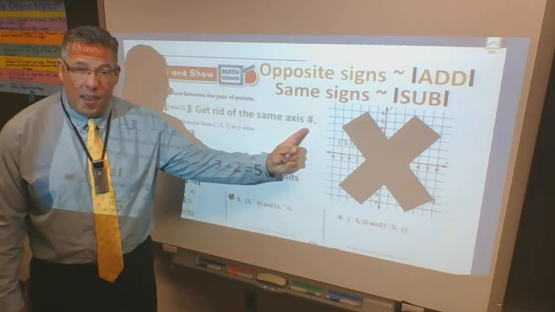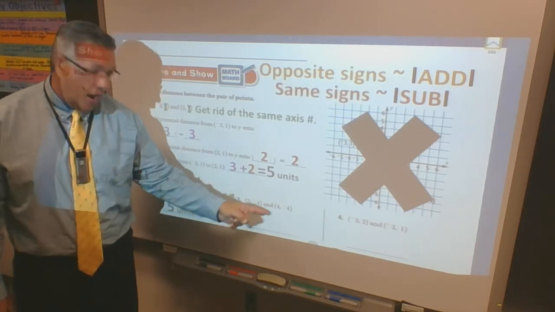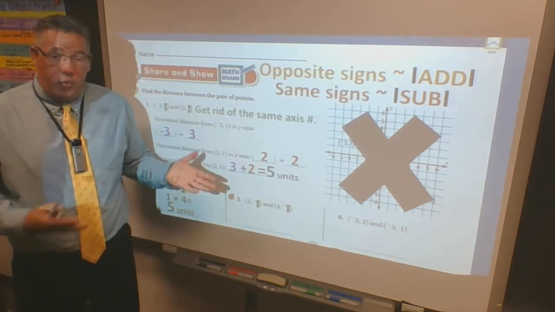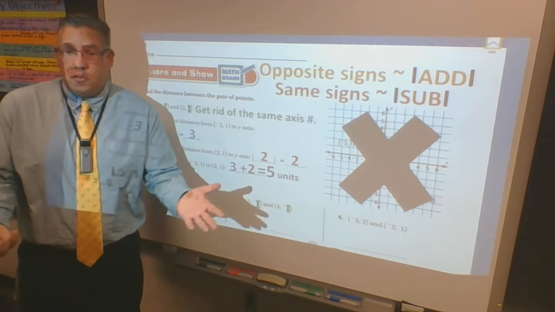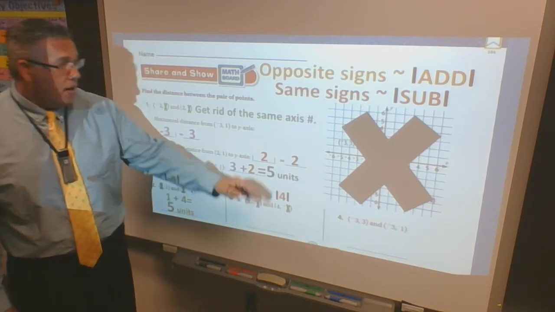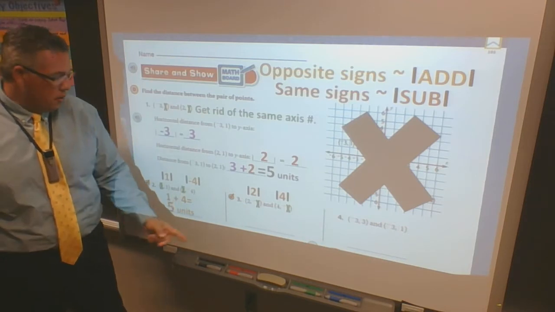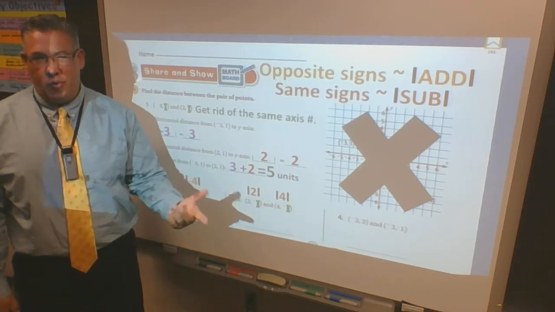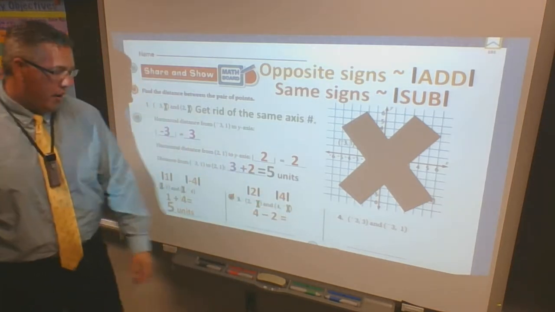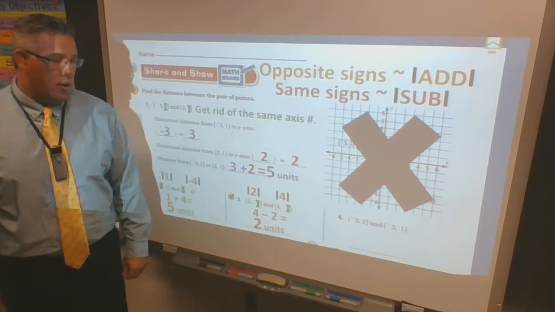Get rid of the same axis number. I have a 2 and a 4 for my x. That's not the same. Negative 4, that's the same. So now I'm going to cross out my y's. So I'm left with 2 and 4. So I'm going to find my absolute values of 2 and 4. And then it tells me that if they are the same signs, I'm going to subtract them. So these I have to subtract. So I'm not going to take 2 minus 4, so I'm just going to switch those around. I'm going to put 4 minus 2, first and second grade math, right? So 4 minus 2 gives me 2, and I always put my label of units.